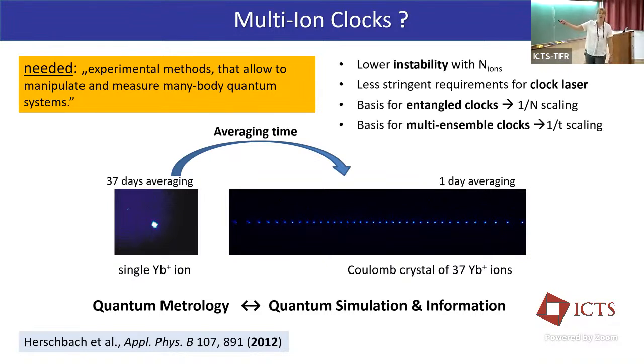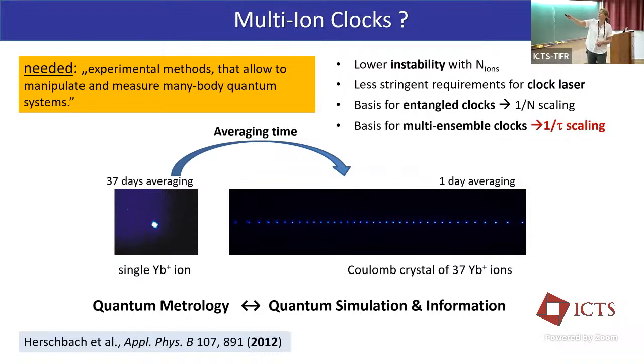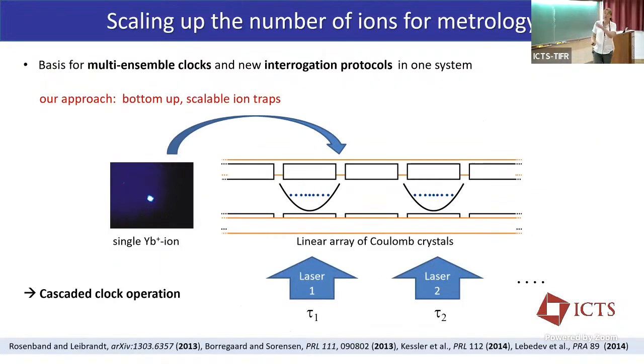And if we can do this one day, then we can not only classically lower the instability of the ions by going with a square root of n. One day we can also dream of entangled clocks, maybe reaching the Heisenberg limit, 1/n limit. We have less stringent requirements for the clock laser, and we can also use it as the basis for the multi-ensemble clock, which has a 1/tau scaling. And I'll show you what I mean with the multi-ensemble clock.